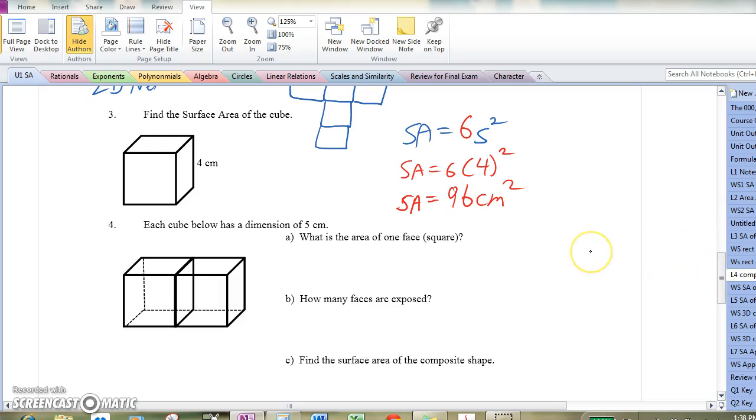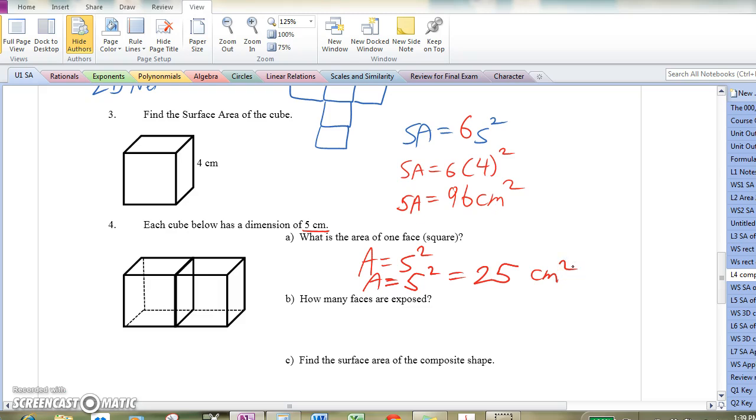Next shape. Here I have a composite cube, so they're touching. That means where they're touching, right here in the middle, that is not included. Okay, that is not included. So, what's the area of one square, given that the dimension is 5 centimeters? Yep. That's right. So s squared becomes 5 squared, even though it looks the same, they're not. And so we get 25 centimeters squared.